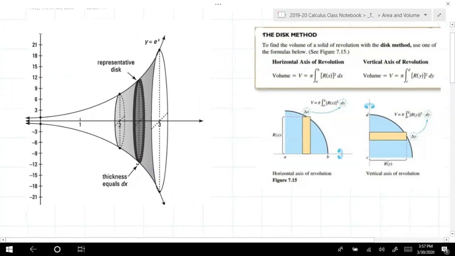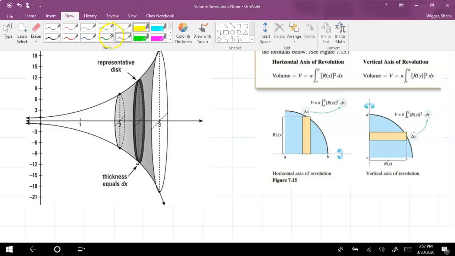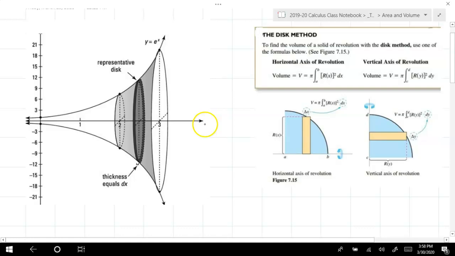So if we have the function y equals e to the x, the exponential function that's increasing over time, and we revolve around the x-axis, which has an equation of y equals 0, then we get this solid cone shape that we see here.